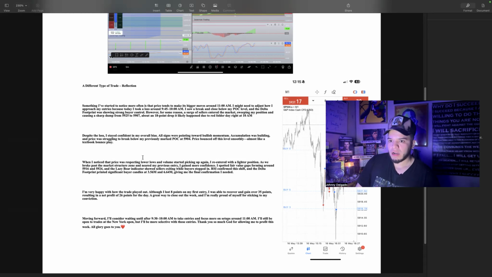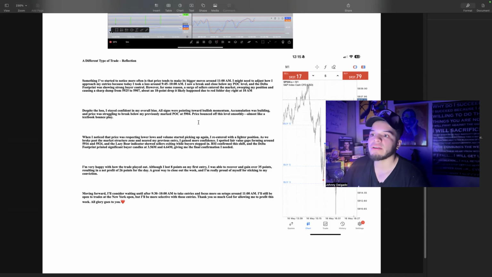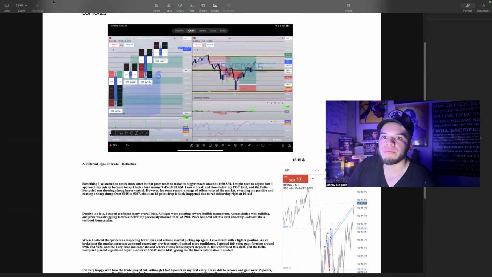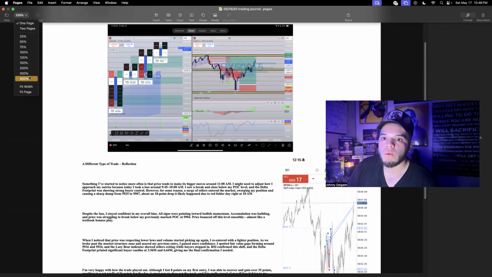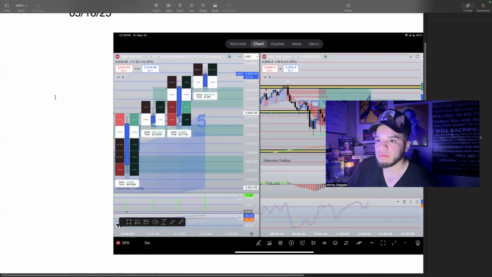Despite the loss, I stayed confident in my overall bias. All signs were pointing towards bullish momentum. Accumulation was building and price was struggling to break below my previous POC or supply and demand zone, whatever you want to call it, at 59.04. Now let's break that down in my photo. So right here, boom, let me zoom in so you guys can see what I'm talking about.